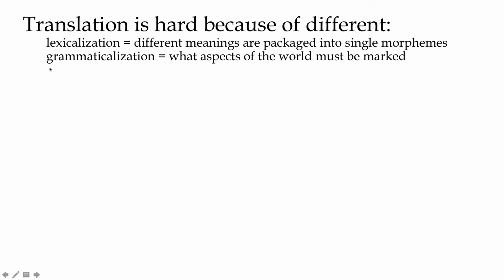Also, there's different grammaticalization. This would be basically different languages have different ideas about what has to be marked in the grammar. What aspects of the world does a speaker of this language have to pay attention to because it's inflected for that. The verbs have to pay attention to person because they inflect for person. The nouns have to pay attention to number because they inflect for number. The nouns have to pay attention to case because they inflect for case.